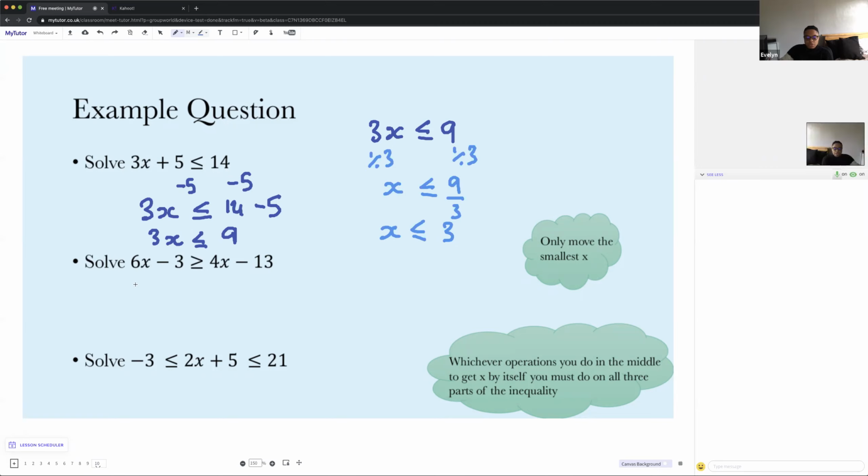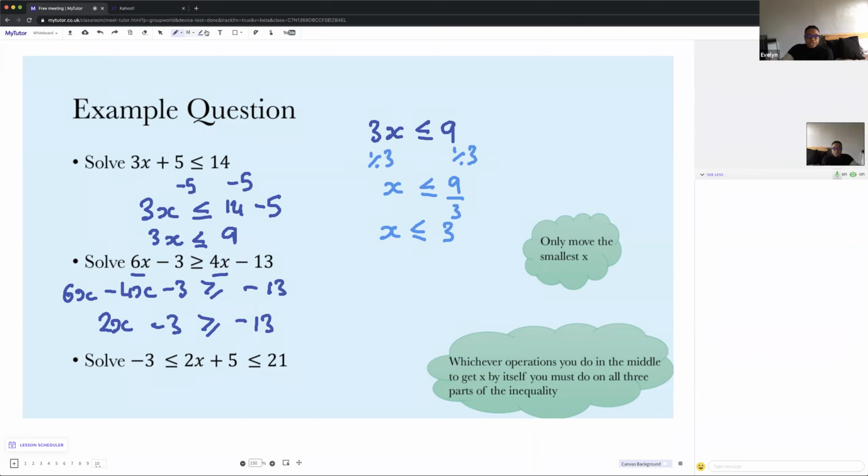Right, the first thing that we would do in an equation is find the smallest x and move it. That's exactly what we're going to do here. Now we have two x's. We've got 6x and a 4x. The smallest one is 4x. So we're going to subtract 4x from both sides. So we've got 6x minus 4x, minus 3, with exactly the same inequality sign, and then we're left with minus 13 on the right-hand side. Then 6x minus 4x is 2x. Minus 3 is equal to or greater than minus 13.